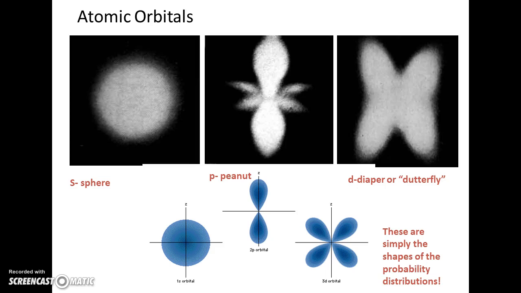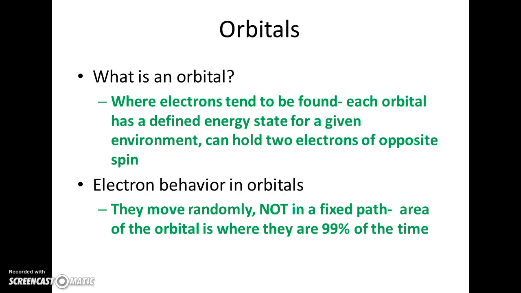And I think the d orbital looks kind of like a diaper, but it also looks like a butterfly, but in chemistry we're just going to call them butterflies because butterfly doesn't start with D. And these are basically just the shapes of the probability distribution. So we'll talk a little bit about what that means. So basically an orbital is just where electrons tend to be found.